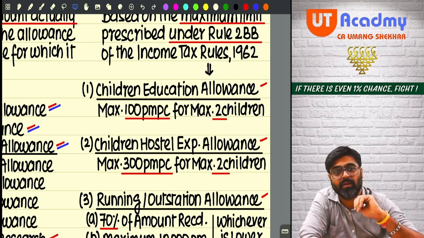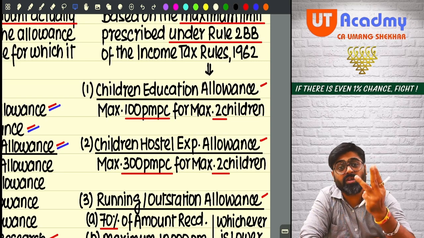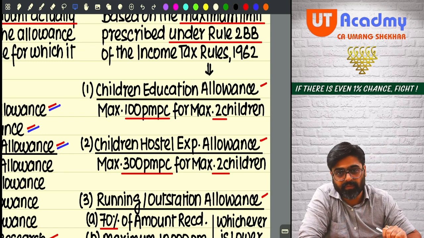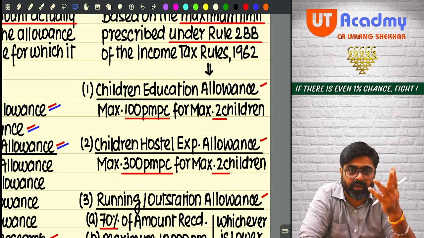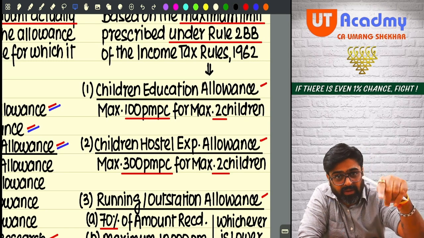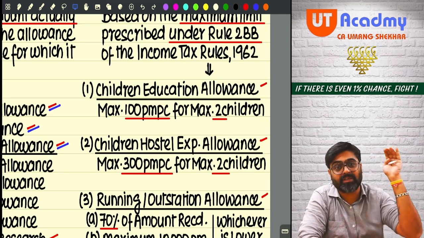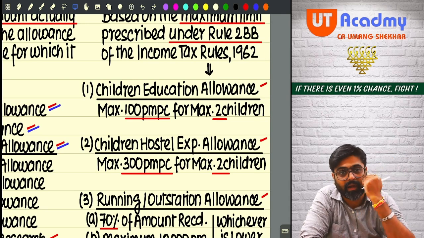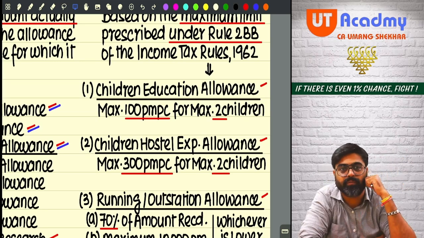So for example, you have only one child. For that one child, your employer is giving you 300 rupees per month. How much will be exempt? 100. And the balance 200 will be taxable. You could claim rupees 100 exempt for this one child. What if you have two children and for both the employer is giving you 150, 150? 100 will be exempt, 100 will be exempt, 50, 50 will be taxable for these two children.